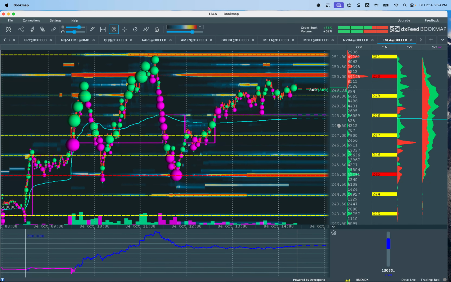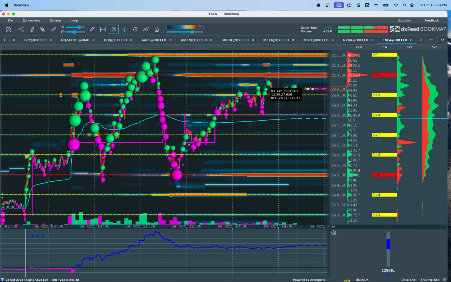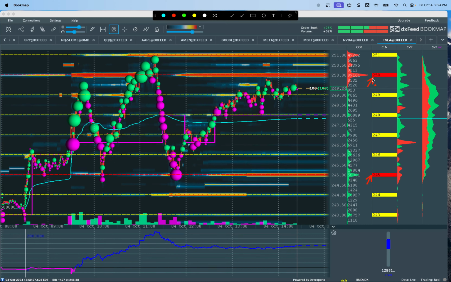Very good day to trade the range in Tesla from 245 to 250. If you were playing both ways in Tesla, you had a great day. 5 points down, 5 points up, 5 points down. Now making its way back up to the 250 call wall key gamma strike.